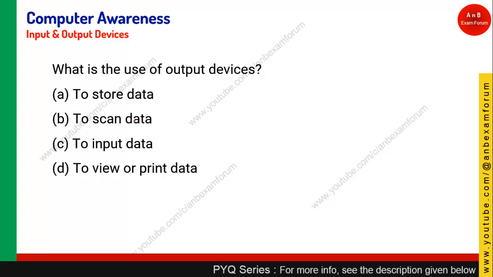The first question says: what is the use of output devices? To store data, to scan data, to input data, or to view or print data. This is the definition of an output device. Output devices are used to view and print data. So option D is the correct answer. And what about input? Those are called input devices. Scanning data and inputting data are basically functions of input devices, whereas storing data is the function of memory. Memory is used to store the data.